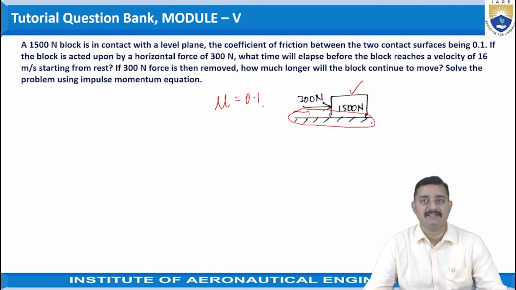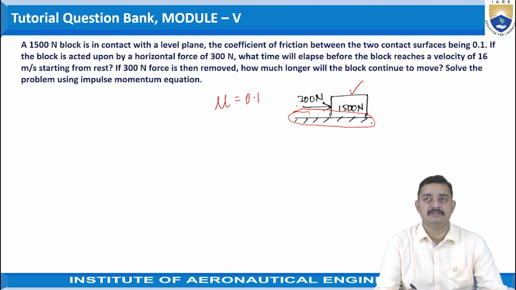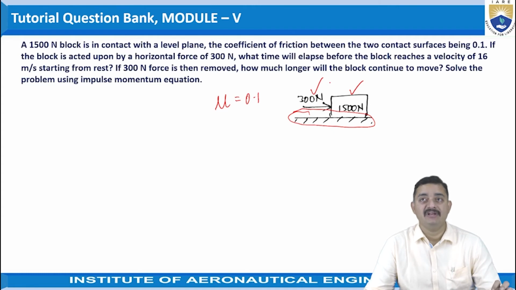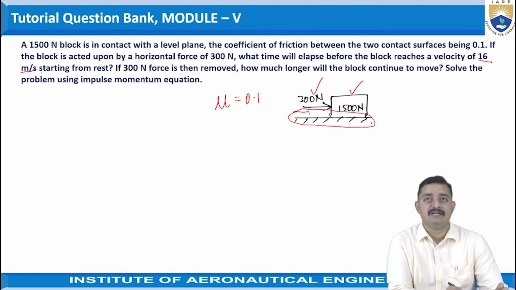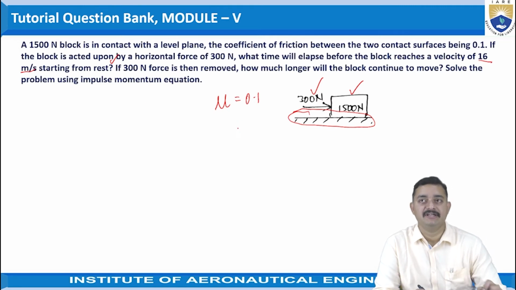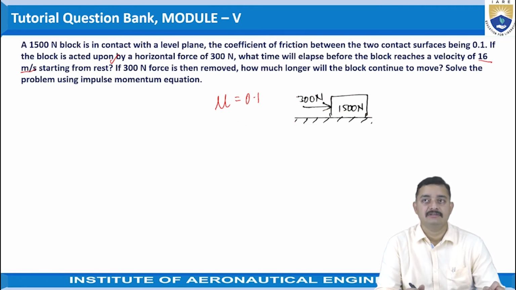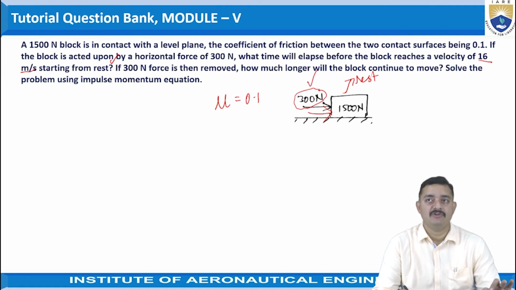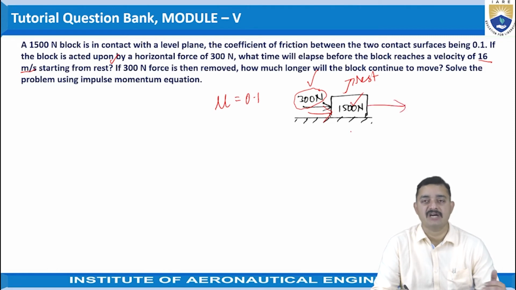Then if the block is acted upon by a horizontal force of 300 newtons, what time will elapse before the block reaches a velocity of 16 meters per second, starting from rest? So as per the given condition, initially the block is at rest. Afterwards, there is an application of 300 Newton force in the right hand side direction. Obviously, because of this force applied onto the 1500 Newton block, the block will move in the right hand side direction. It will start to move.